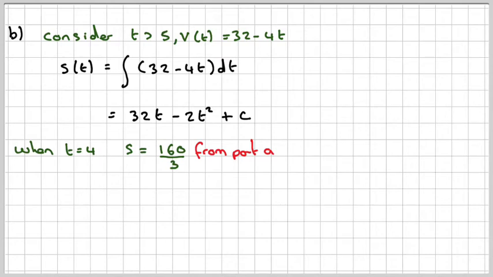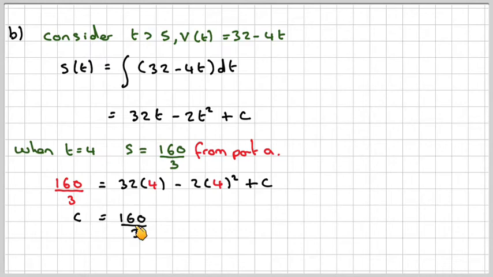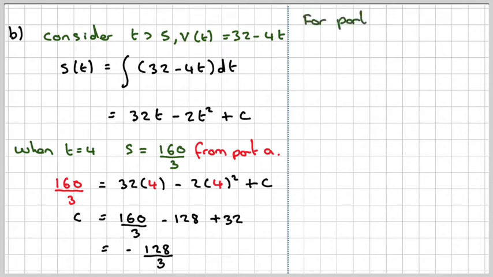We can't use 0. So we're going to have 160 over 3 equals 32 times 4 minus 2 times 4 squared plus c, which gives c as 160 over 3 minus 32 times 4, which is 128, plus 2 times 4 squared, which is 32. Using the fraction button of the calculator gives c as minus 128 over 3. For the particle to return to the origin, s is equal to 0, so we'll need to solve this with our value of c.